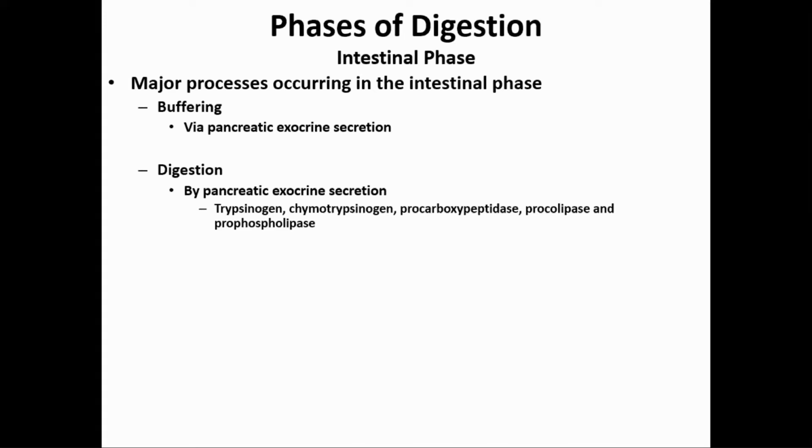Pancreatic exocrine secretion consists of carbohydrate digesting enzymes, fat digesting enzymes, and protein digesting enzymes. The carbohydrate digesting enzyme is pancreatic alpha amylase. The fat digesting enzyme is pancreatic lipase. The protein digesting enzymes are trypsinogen, chymotrypsinogen, procarboxypeptidase.